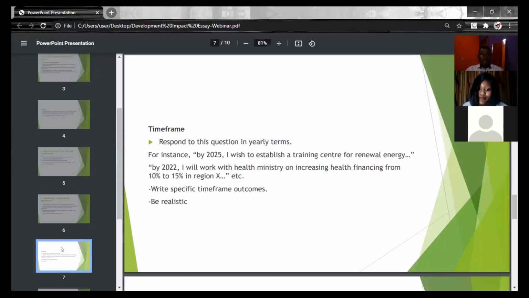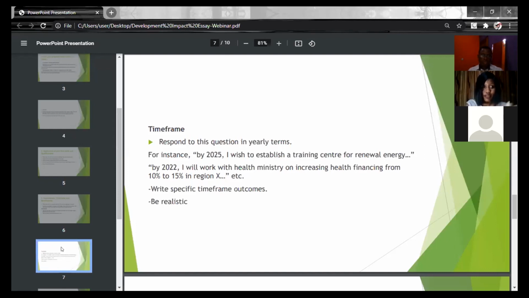Show how long you are going to take to implement your outcomes. So I'd advise that you respond to this in yearly terms. And in yearly terms, I don't mean that you should respond like, in 10 years to come I would have done this, or in 5 years to come I would have done this.